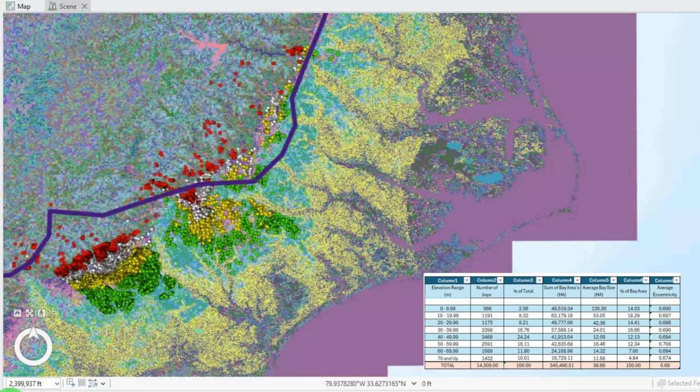The green bays are located 40 to 49.99 meters above sea level. There's 3,468 of those, and that's 24.24% of all the bays. That's the largest percentage group. The 30 to 39.99 group are those hard to see tan ones, and there's 2,398 of those, and that's 16.76% of all the bays. It may look like some of those tan ones are in the yellow, but they're pretty much not in the yellow terrain color.